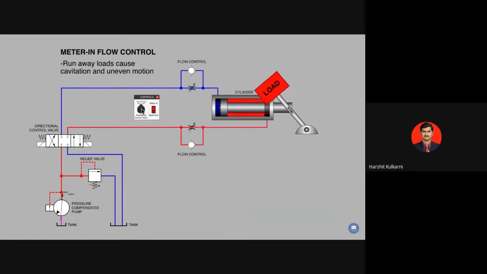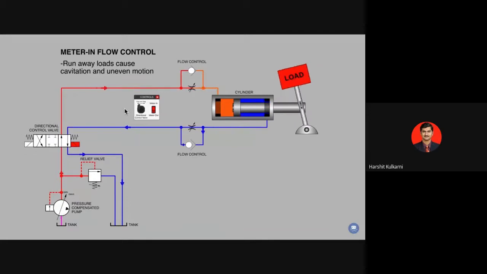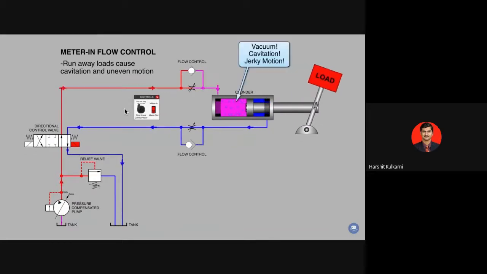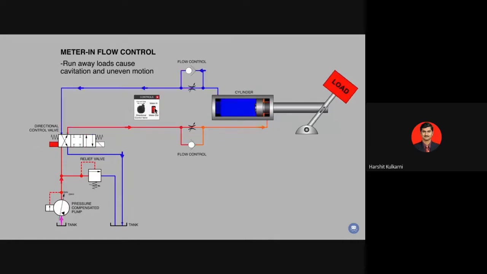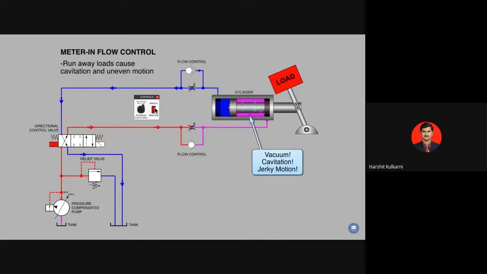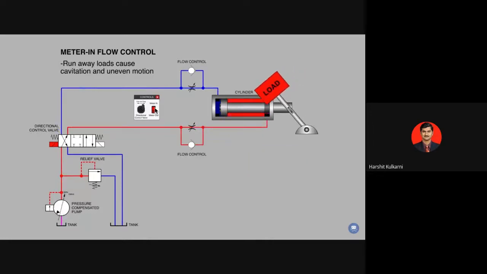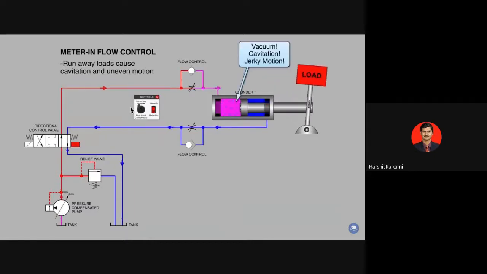So as you can see, meter in will work fairly well as long as there's no runaway effect. In fact, meter in will work best in the vertical position for extending the cylinder if you had gravity and a load opposing the extension of the cylinder. So quite often you hear us say, go down to meter out.